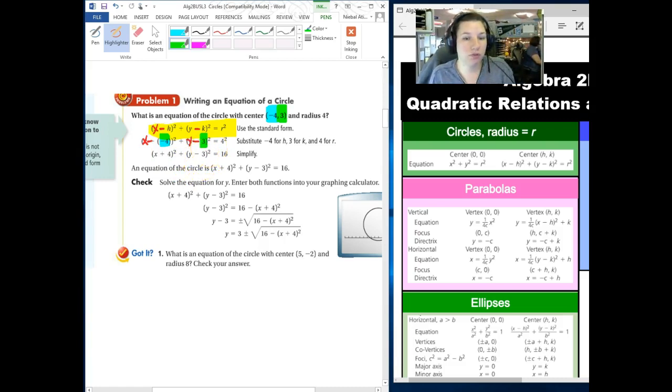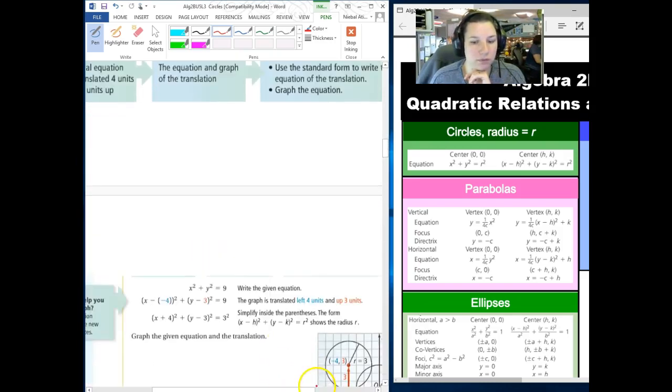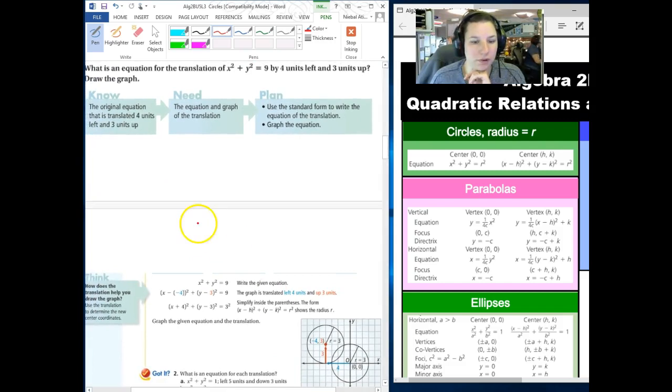So really just be careful with that. When you're putting them in, this x minus and y minus, those are part of the formula. A lot of students just put in a 4 and a 3, and you're not paying attention that these need to stay there, and this is what you're substituting. Always notice they've put parentheses around what you're substituting. That should help you out. So we have our equation, x plus 4 squared plus y minus 3 squared is 16. You could solve it for y and graph it on the calculator if you wanted to check, to make sure that you got the center correct.